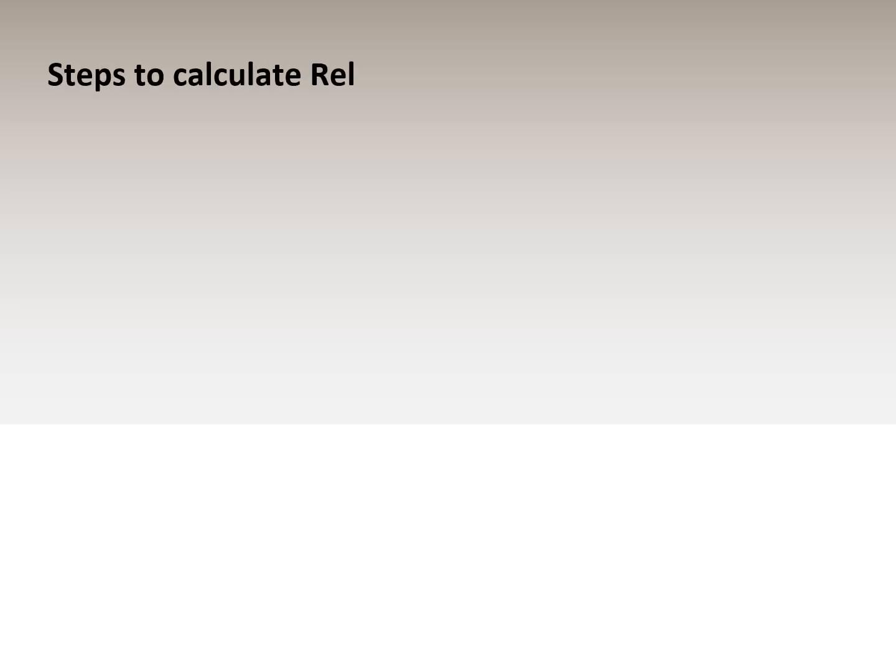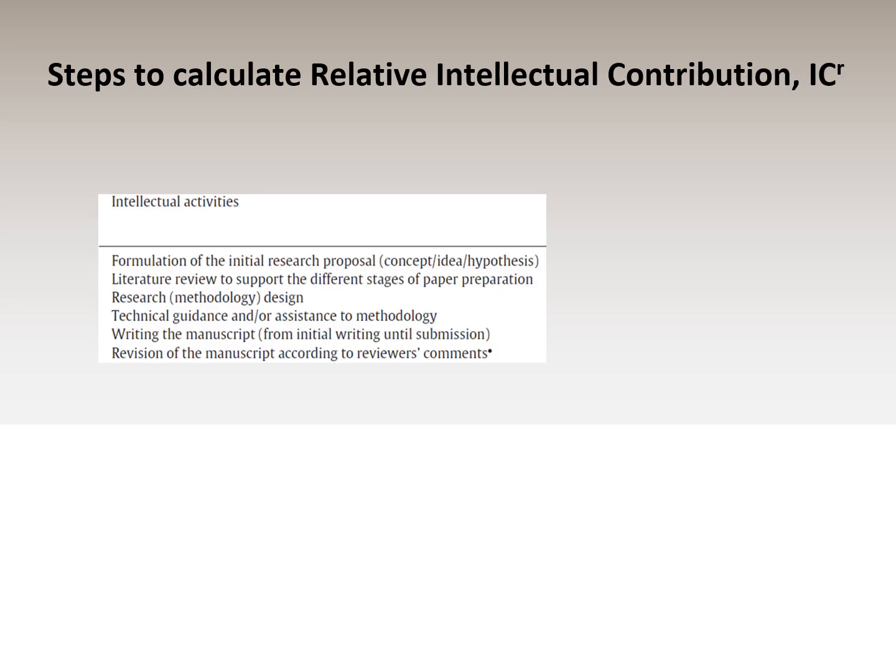Now, let us see the steps to calculate relative intellectual contribution, ICR. First, we need to identify the list of intellectual activities that are involved in the production of the paper. The list may vary from one paper to another. Then we assign a weighing factor for each intellectual activity. It is important to note that the sum of the weighing factors for all intellectual activities for the given paper must be 1 or 100%.